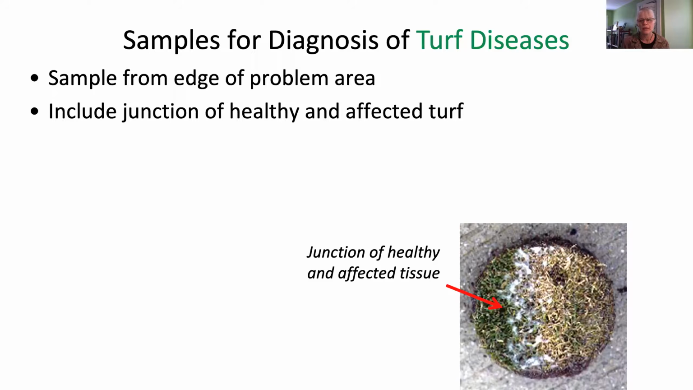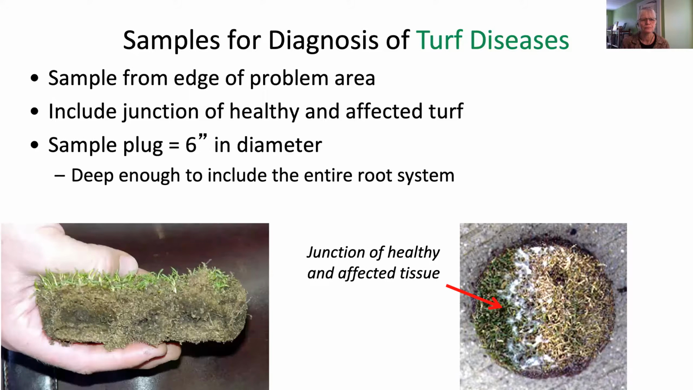And it was sent in the mail, and in the plastic bag in the mail, the fungus that was causing the problem fluffed up, and you can see where it is. It's right at the edge. You know, like I was saying, it's moving from the dead to the healthy tissue. So that's a very clear example of why we need that junction of healthy and affected tissue.